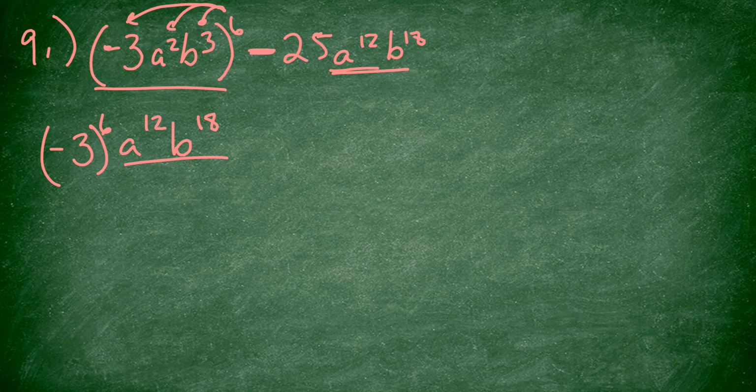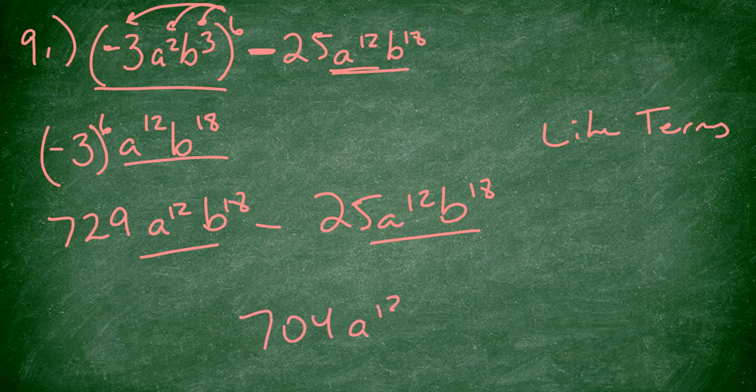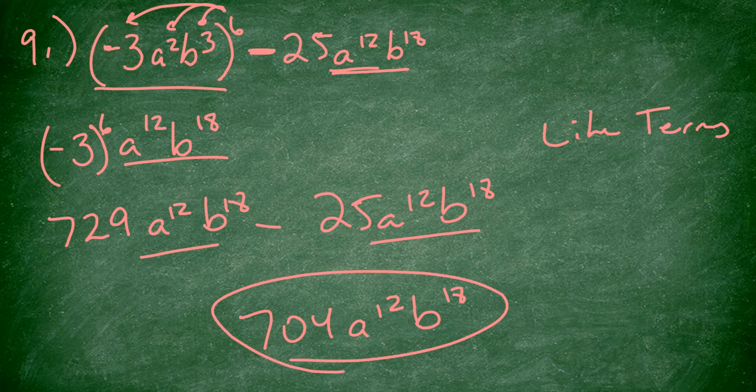So I end up with negative 3 to the 6th, which is 729. a to the 12th, b to the 18th, minus 25, a to the 12th, b to the 18th. Since they are like terms, I just combine the numbers. 729 minus 25, I end up with 704, a to the 12th, b to the 18th. And that's it for number 9.